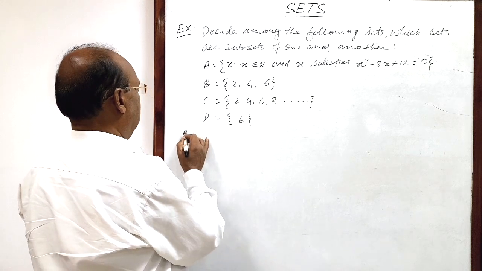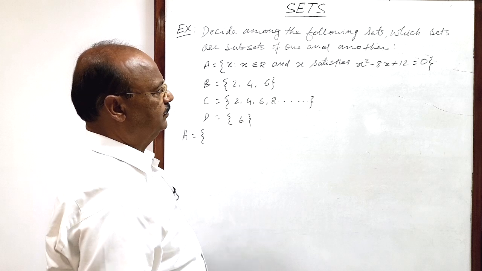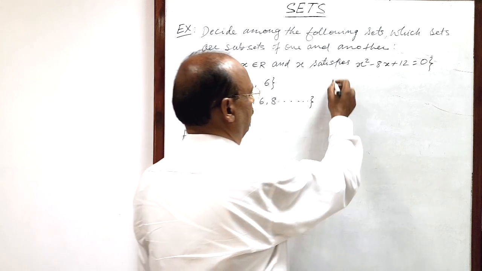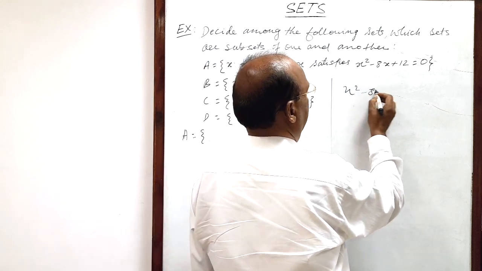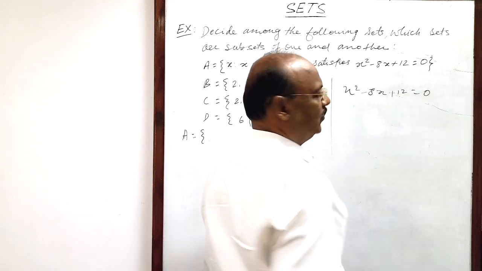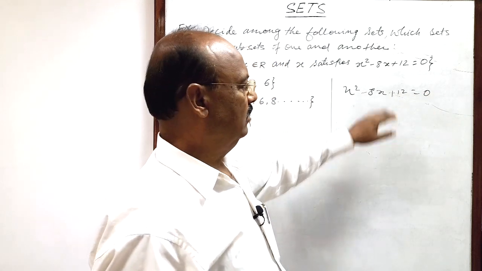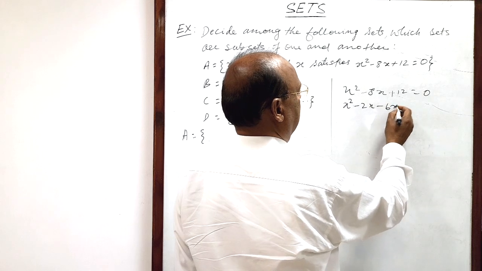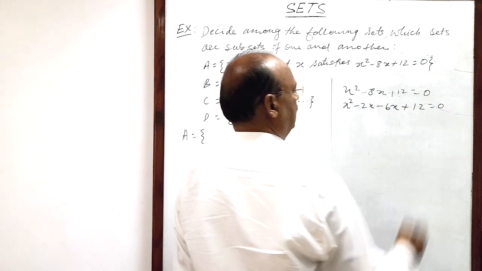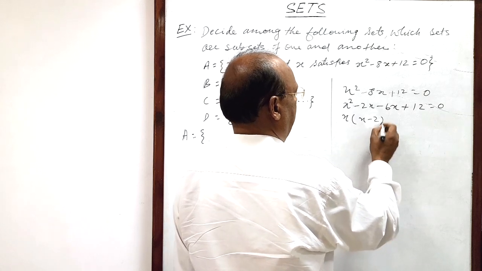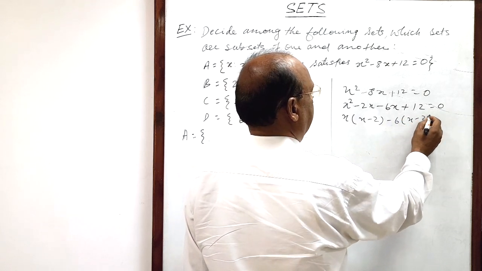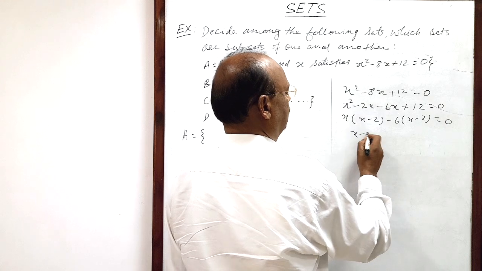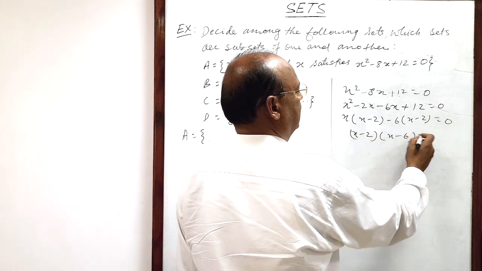So first of all, what will A be? We will solve this quadratic equation: x square minus 8x plus 12 is equal to 0. We will find the value of x. Let us solve it by splitting the middle term. So this is x square minus 2x minus 6x plus 12 is equal to 0. x is common, x minus 2, here minus 6 is common, x minus 2 is equal to 0. Again we can take x minus 2 common from both the terms. So x minus 2 into x minus 6 is equal to 0.